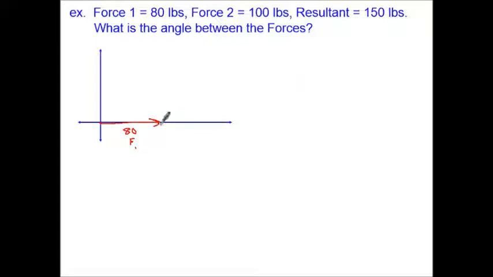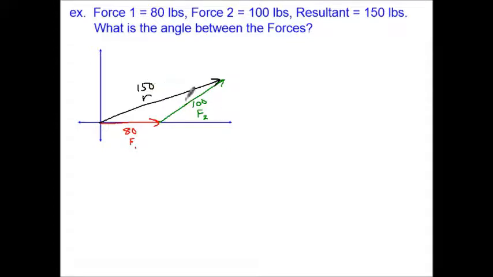So basically what I'm going to do is I'll put the 100 something about like that. So there's my 100, and again, that's force 2. And you can imagine that transposed over to here, but I'm not going to muddy up my diagram here. And I'm drawing my resultant. So R for resultant, and that's 150.